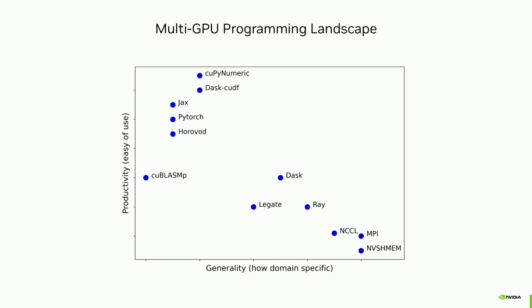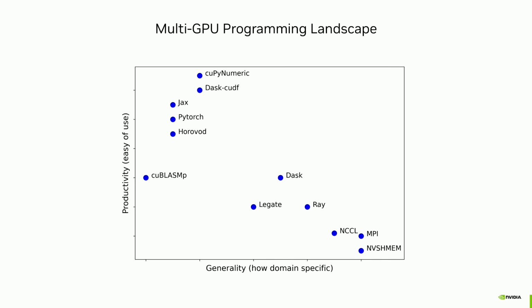Now, if you want to use multi-GPUs, you have to use some libraries and tools. So here I've plotted some programming languages for multi-GPUs. On the x-axis, you have how domain-specific or how general the library is, and on the y-axis, you have the productivity or ease of use. So broadly speaking, you want to be up here in the upper right corner, where your library is perfectly general and extremely easy to use. And vice versa, you don't want to be down here where it's very specific and very hard to use.